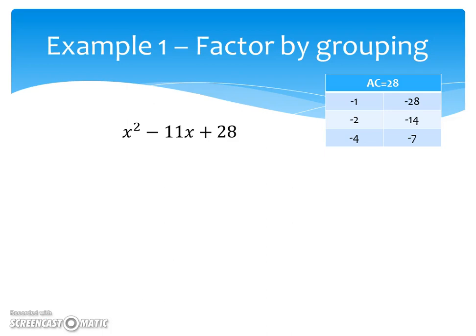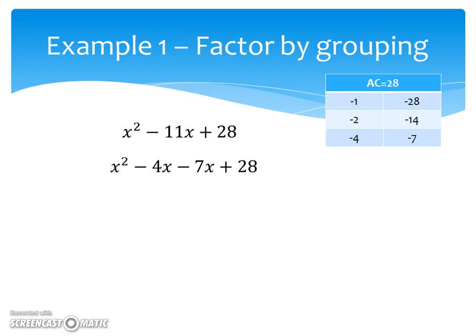So we're actually going to rewrite this trinomial into 4 terms. We're going to keep the first and last term the same. We're going to change the negative 11x into negative 4x and negative 7x. So we haven't actually changed anything. What we did was we made more terms just by separating the x's.